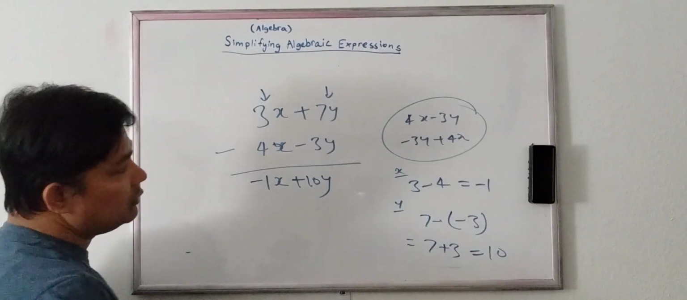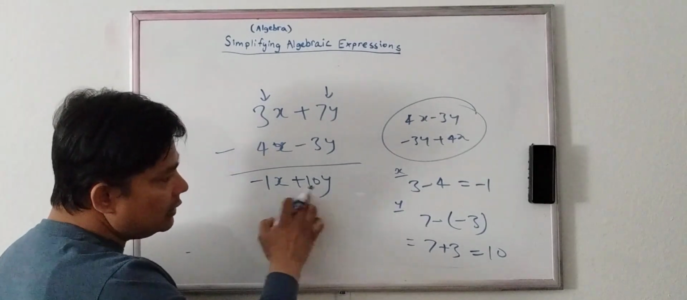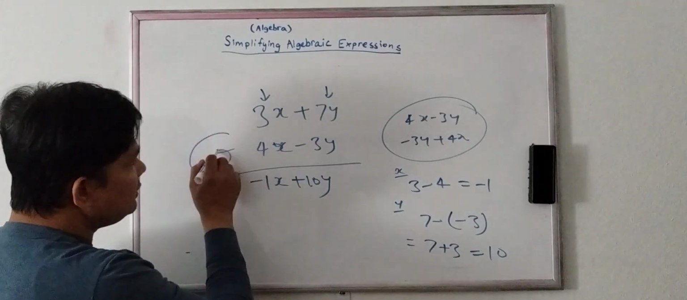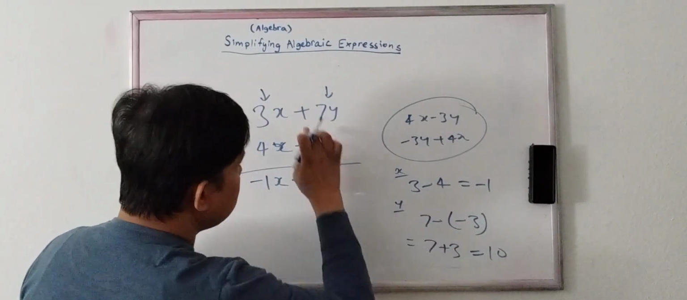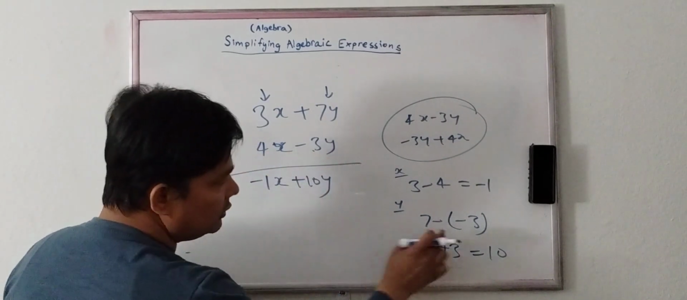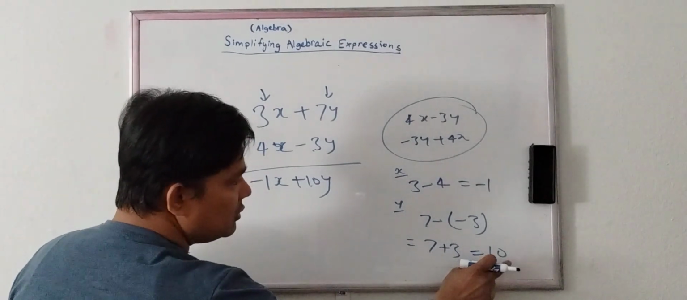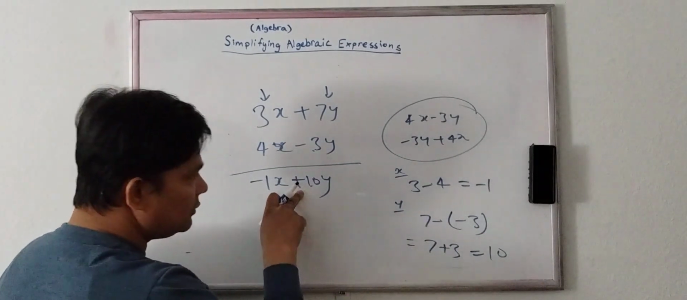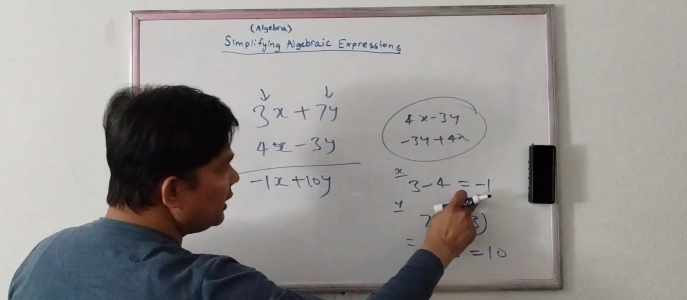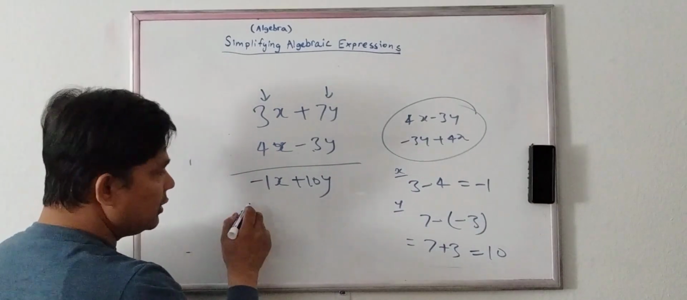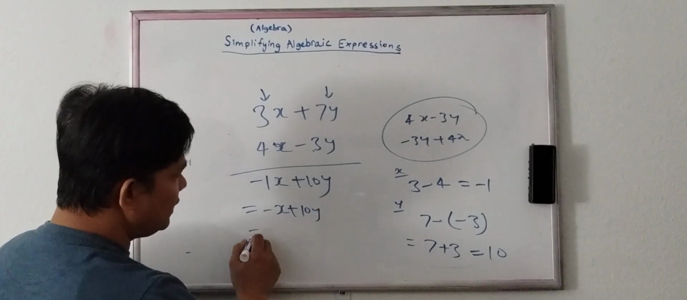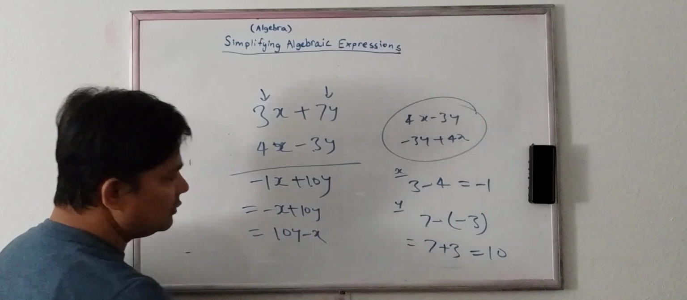No confusion? So what sign do you have to write here? Depending on the sign of the final answer. Don't get confused by this minus sign or this minus sign. Solve the expression, first solve for the constant, and whatever sign the constant has, you use that sign here. So it has a plus sign here, plus 10, I used plus 10. And this one has minus 1y, so I wrote minus 1y. So this will be minus x plus 10y, which you can write like 10y minus x. It's the same.